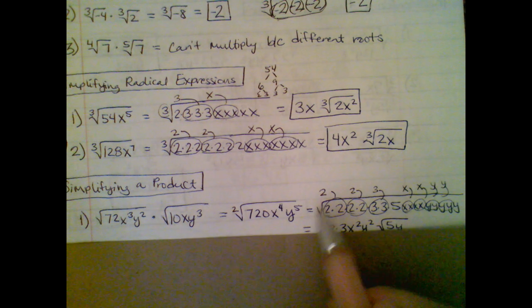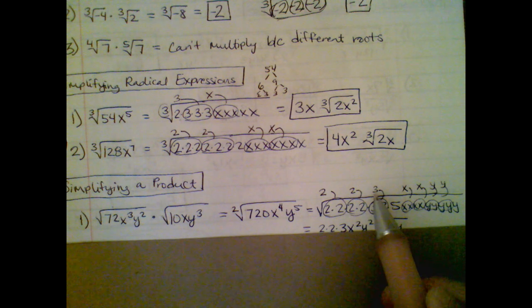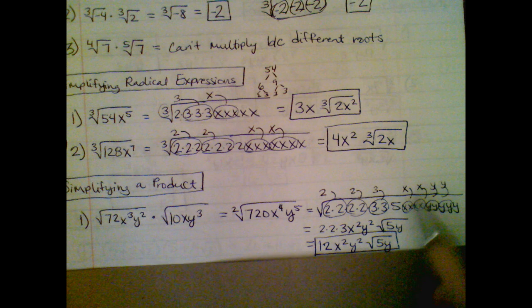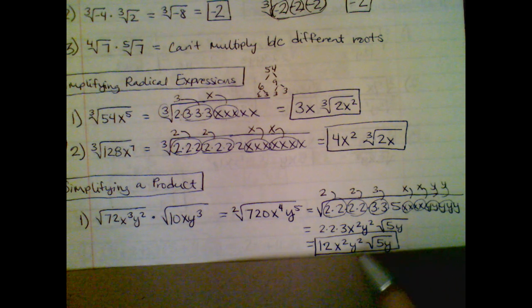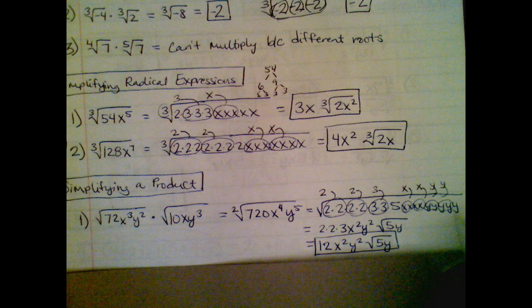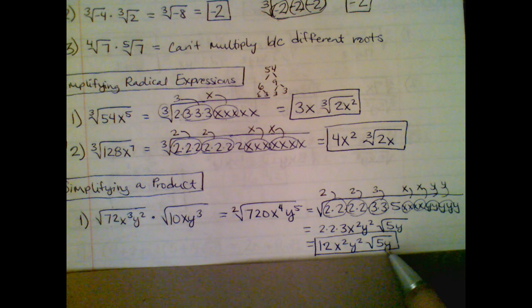So then we go ahead and multiply those. 2 times 2 is 4, times 3 we get 12. And then we have 2 x's, so x squared, 2 y's, so y squared. And then we don't have a pair of our 5 and our y here, so we leave that underneath. So it'd be 12x squared y squared times the square root of 5y.